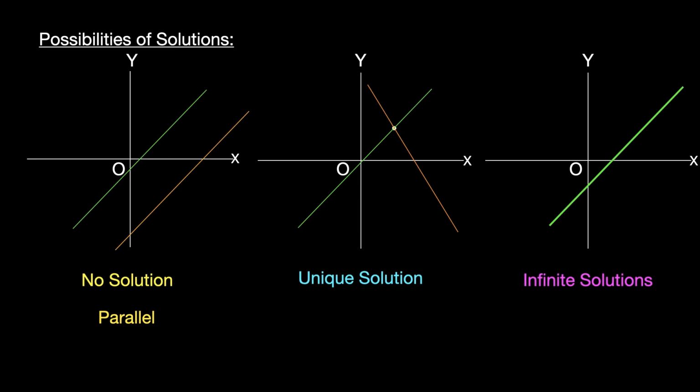The second case is a unique solution, or one solution, if these two lines intersect at one point. Then we will have a unique solution because these two lines will not meet anywhere other than this point. And the third case is infinite solutions. This happens only when the two lines coincide. Then we say that the system of linear equations has infinitely many solutions, because each point on this line will be a solution for that system.